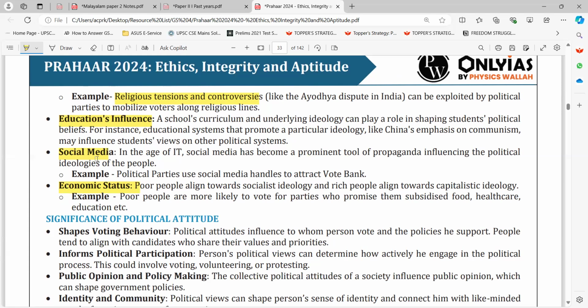political systems. Social media. In the age of IT, social media has become a prominent tool of propaganda, influencing the political ideologies of the people. Example, political parties use social media handles to attract vote bank.